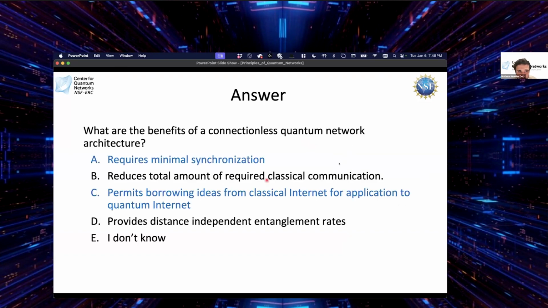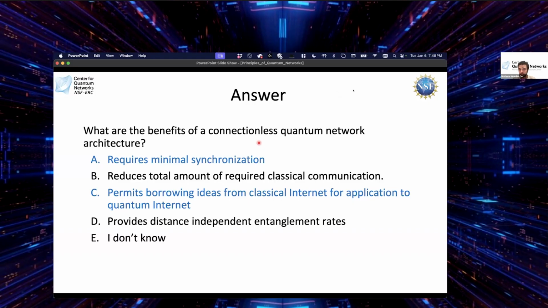I think we have most people getting the two correct answers. That is, it requires minimal synchronization, and it permits borrowing ideas from classical internet to apply to the quantum internet. It really does not provide distance independent rate. It's not enforced in the architecture. You may be able to achieve this by requiring additional ideas, but it is really not something that the architecture provides to you, right?